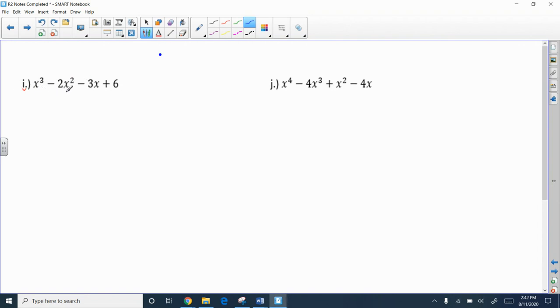X cubed minus 2x squared minus 3x plus 6. So if we look at all of the terms, there's not a greatest common factor of all 4 terms. And I do notice there are 4 terms, which means the way I'm going to factor this is I have to factor by grouping.